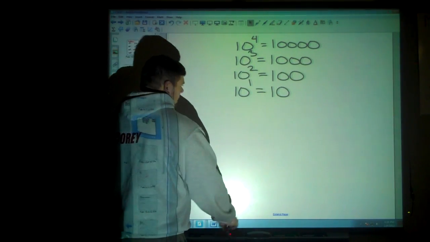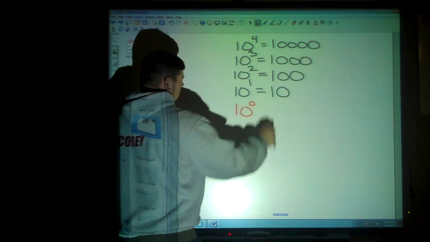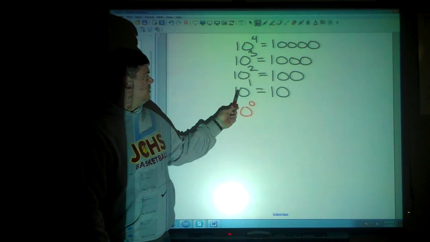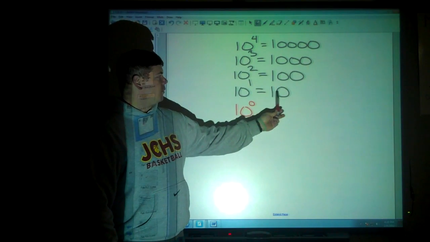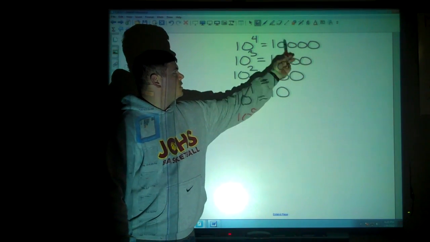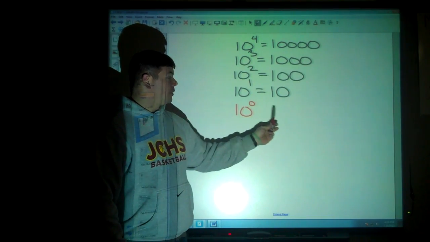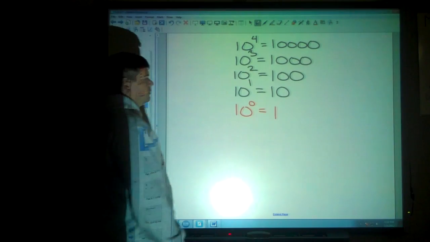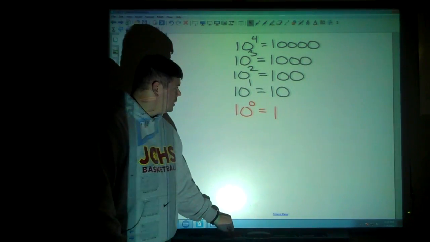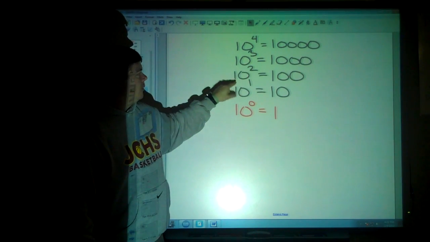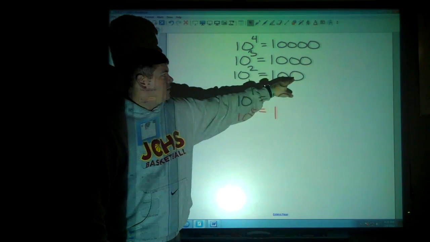Alright? So then if you have 10 to the 0th power, it can't equal 10. 10 to the 1st power was a 1 with 1 zero, then 2 zeros, 3 zeros, 4 zeros. So wouldn't this mean a 1 with no zeros? And there you have it. So it fits the pattern of multiples of 10. 10 to the 2nd power really means 10 times 10. So that's why it's 100.